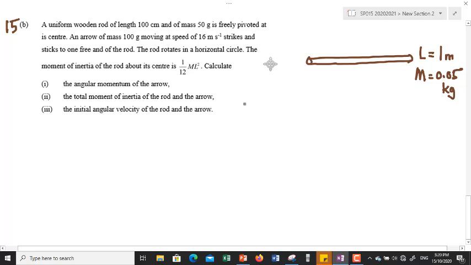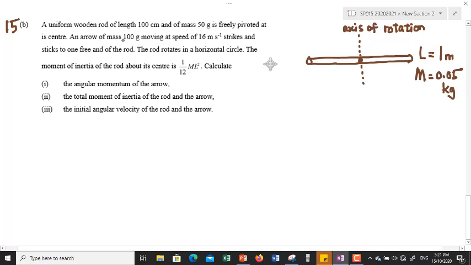Okay. Then it is freely pivoted at its center, so it is pivoted at the center. When it is pivoted at the center, it means that this point will be our axis of rotation. This one will be our axis of rotation. The pivot point is always our axis of rotation.